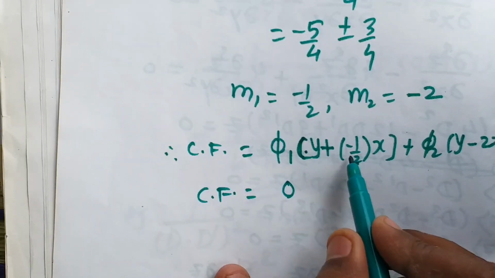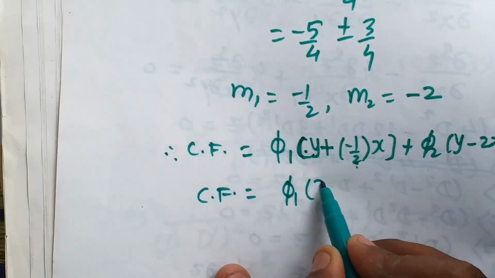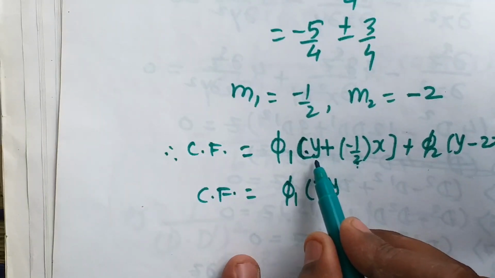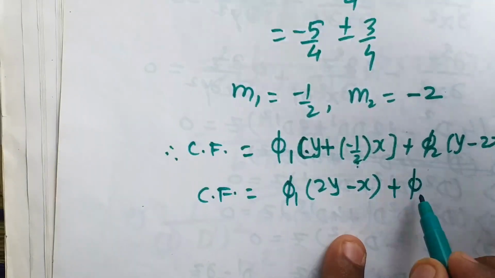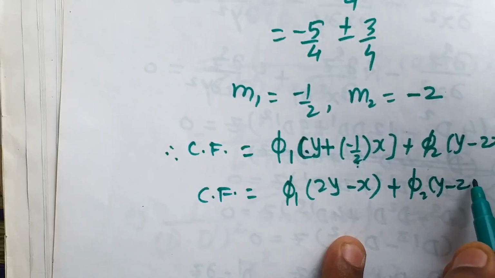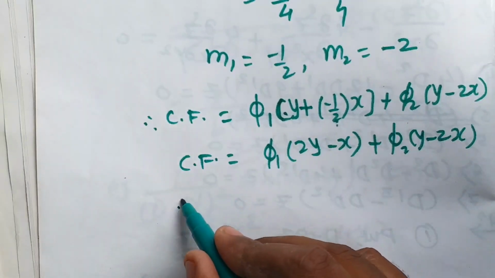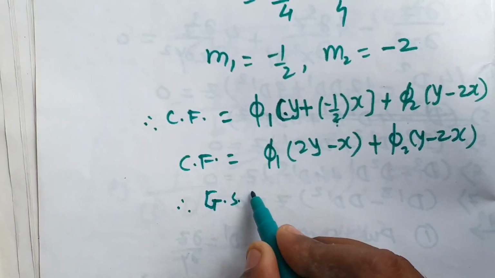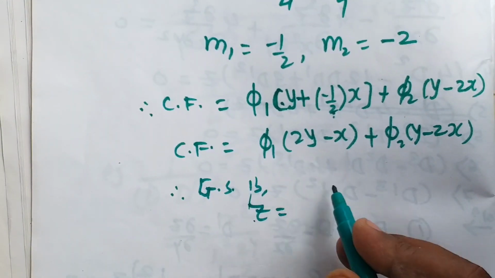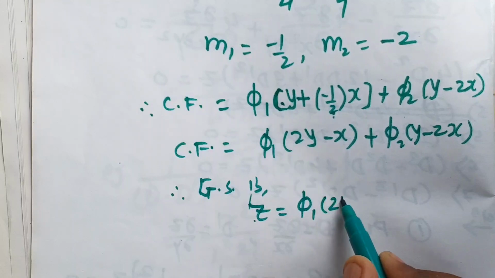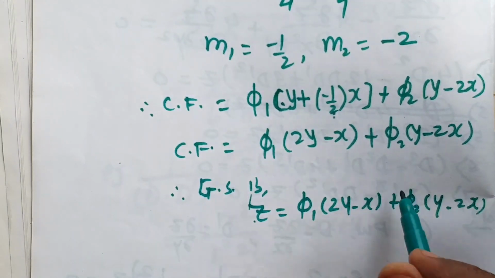Okay, even if you are keeping this like this, no problem, but we can write this in this form. This 2 we have to take in the multiplication of y, means we are multiplying this by 2, so we'll get 2y minus x, and phi 2, here no fraction, so directly you can keep as it is, y minus 2x. So this will be the final solution, and therefore the general solution is z equal to, okay, solution means we are calculating the value of z. It is equal to phi 1 of 2y minus x plus phi 2 of y minus 2x.